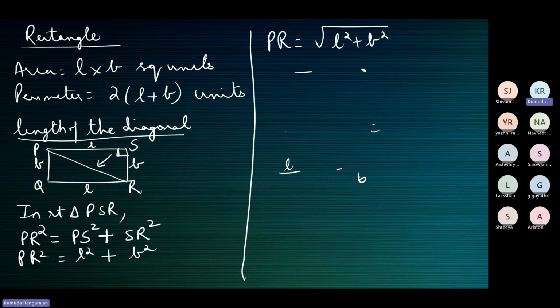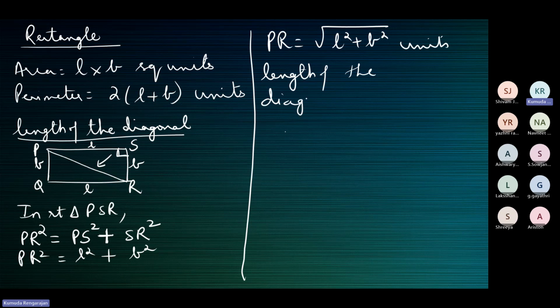So then what is it? It's root of L square plus B square itself. So PR is equal to square root of L square plus B square units. So the length of the diagonal of a rectangle is given by the formula root of L square plus B square units. Please write down, children.